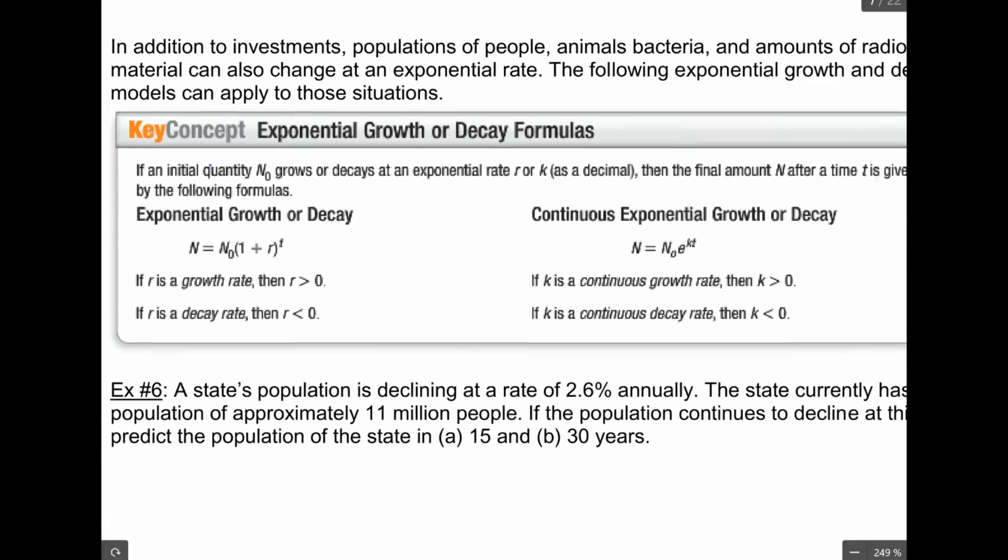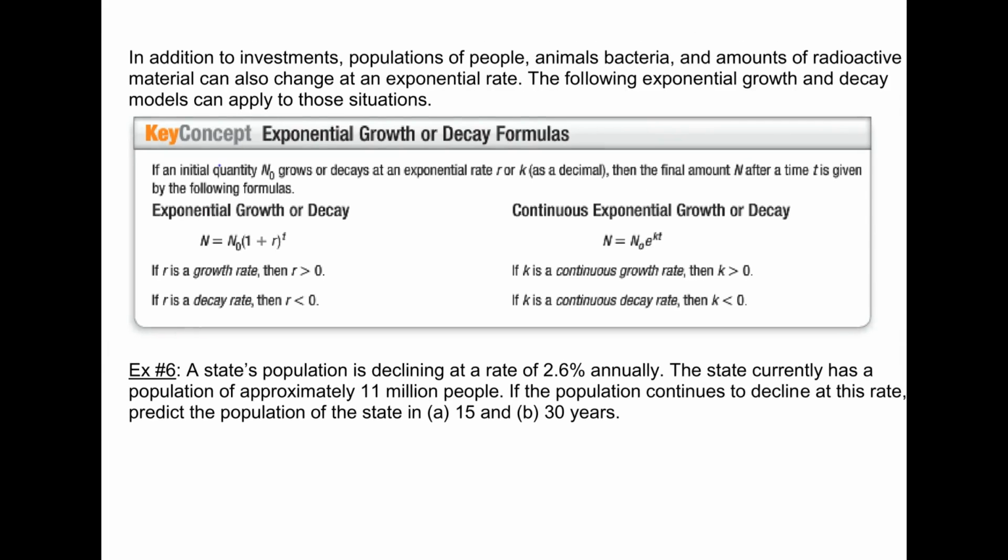Okay. So in addition to investments, populations of people, animals, bacteria, amounts of radioactive decay, all this stuff can change at an exponential rate. The following exponential growth and decay models can apply to these situations. So exponential growth or decay. If an initial quantity grows or decays at some exponential rate, the final amount after a time is given by the following formulas. So on the left is more or less if it's like annual, versus the one on the right is continuously growing and decaying.